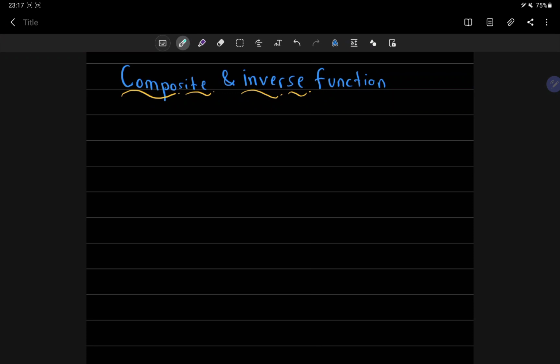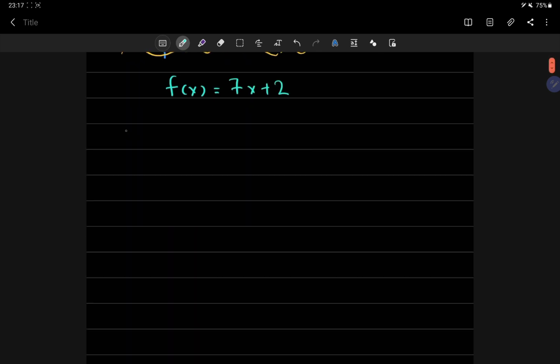Hello everyone. For today's topic, we are going to discuss composite and inverse functions. Before we jump into our main question of the day, let's have a recap on this topic. Let's say f(x) equals 7x plus 2. The question demands us to find ff(x). To keep it simple, we just substitute x's place with f(x).